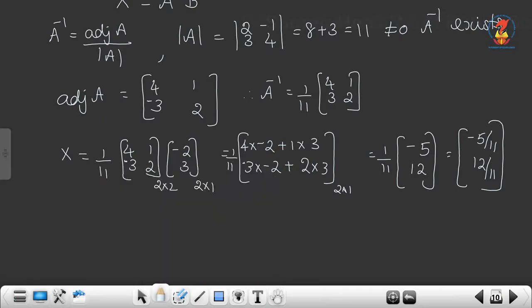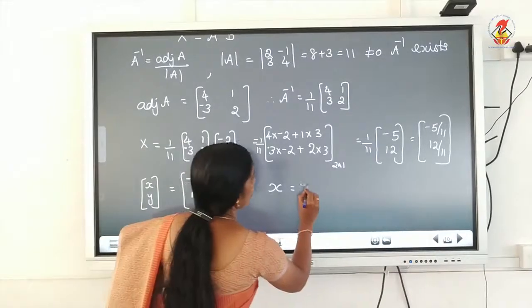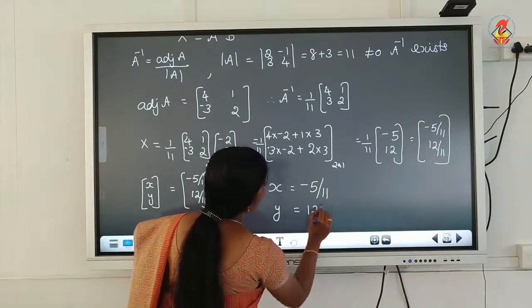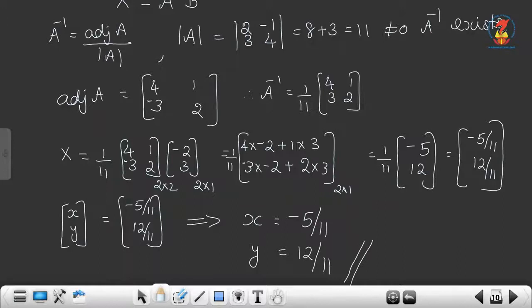Now, what is X? This capital X means the column matrix small x, small y, that is equal to minus 5 by 11 and 12 by 11. Which implies, equating two matrices of the same order, corresponding elements are equal, x is equal to minus 5 by 11 and y is equal to 12 by 11. Okay.